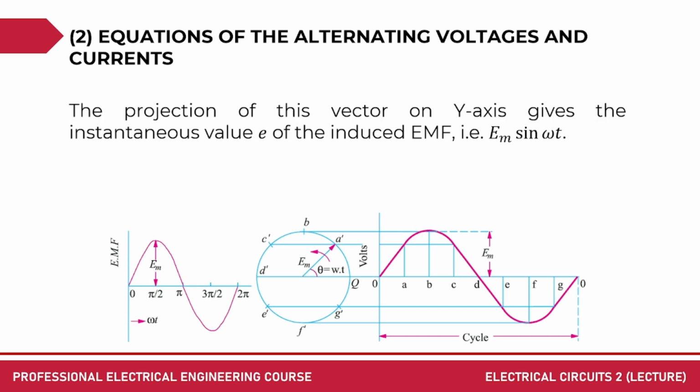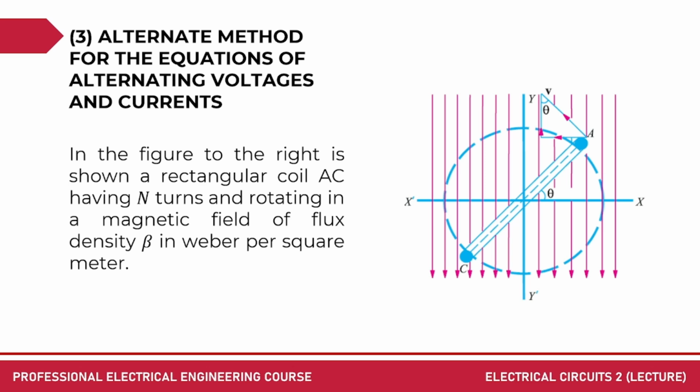The projection of this vector on the y-axis gives the instantaneous value e of the induced EMF, such that e = E sub m sine omega t. Going back to your trigonometry, this constitutes a sine function. Okay. Next, the alternate method for the equations.